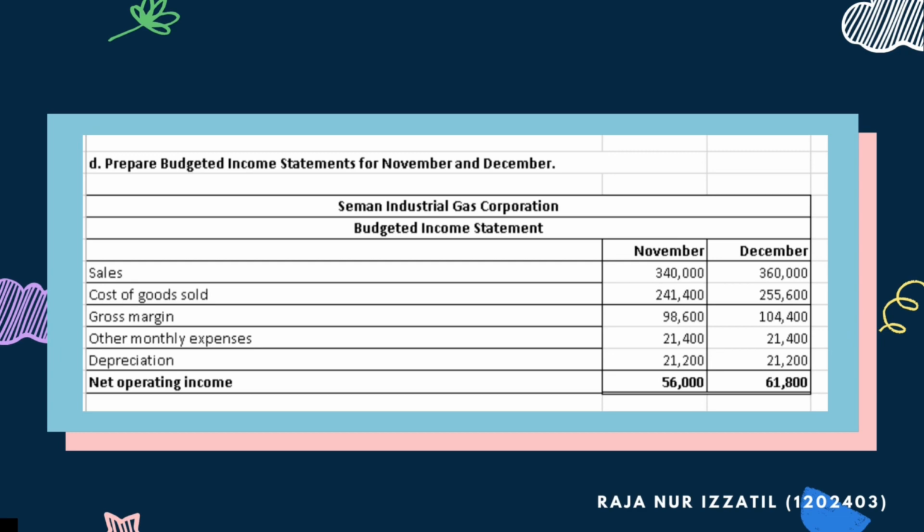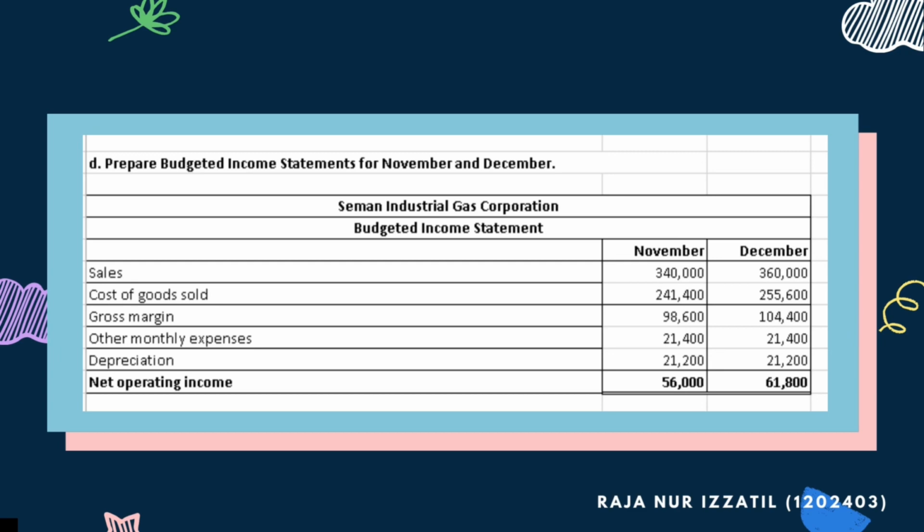Sales are budgeted at 340,000 for November, 360,000 for December, and 350,000 for January. So we take from the additional information the amount of sales for November, which is 340,000, and 360,000 for December, minus with cost of goods sold.